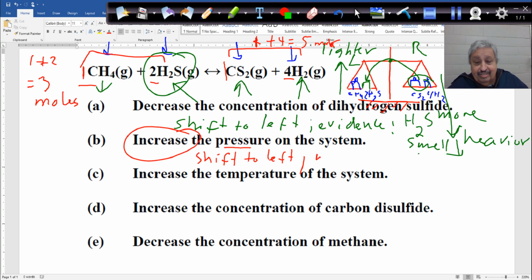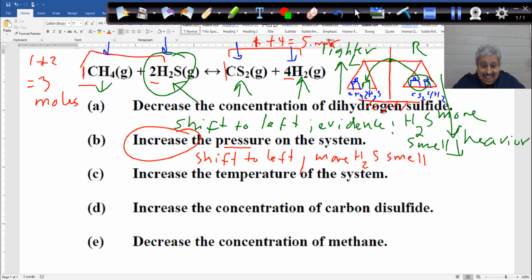What evidence? More H2S smell. Because I don't have anything to match the evidence except the smell of H2S in this reaction. When you increase the pressure, you smell H2S more and more. Correct? How about increasing the temperature of the system?